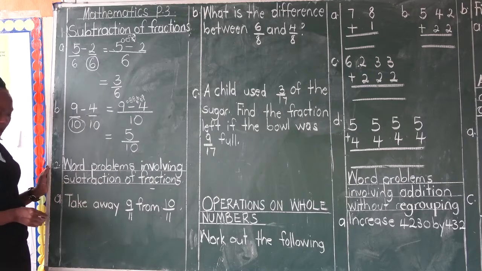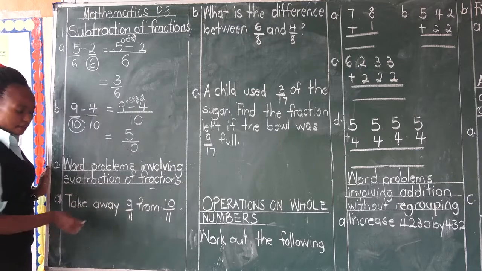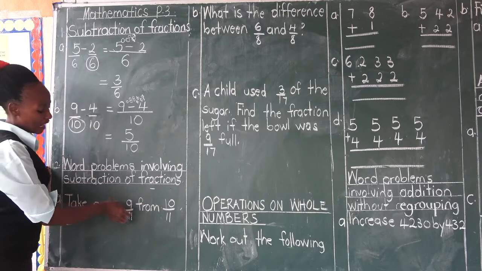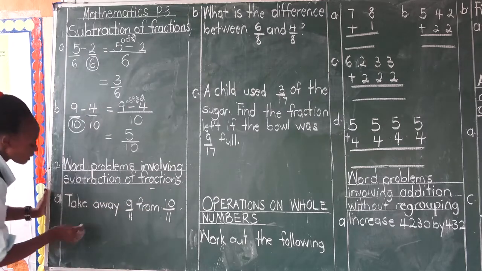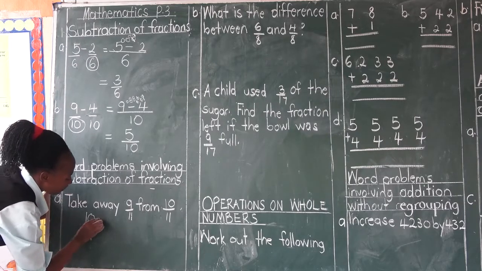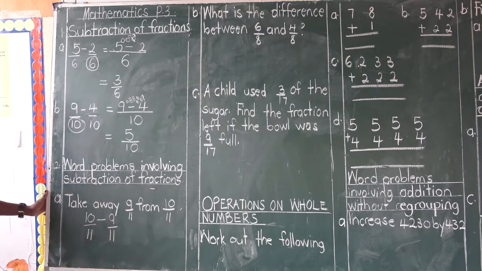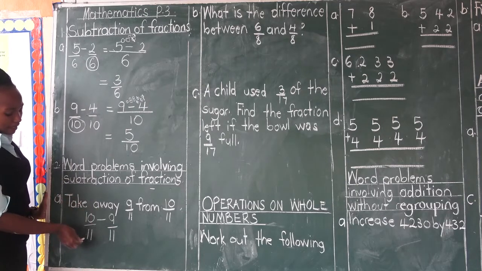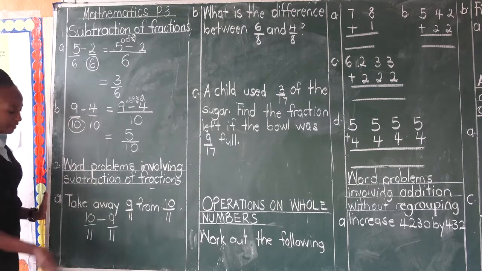Let's look at our first example. Take away 9 out of 11 from 10 out of 11. They've told us to take away 9 out of 11 from 10 out of 11. It is supposed to be written as 10 out of 11, take away 9 out of 11.